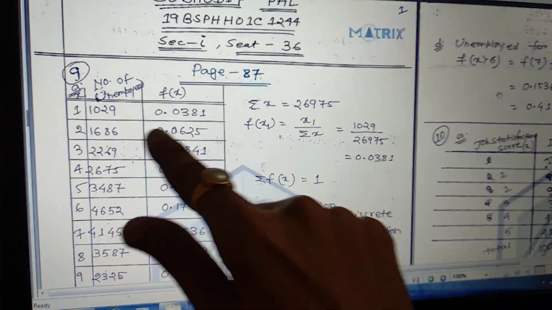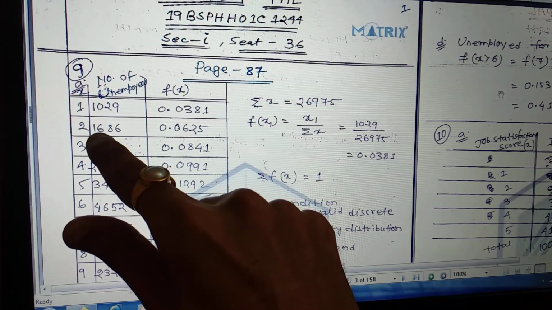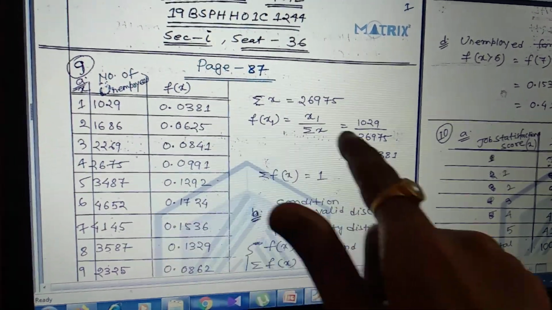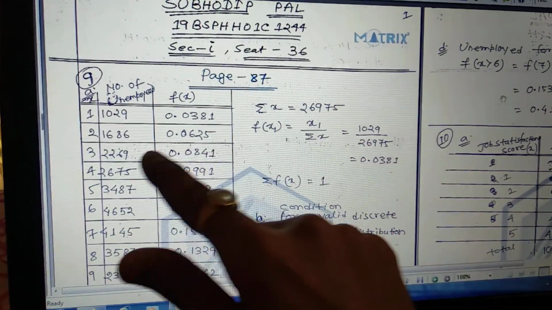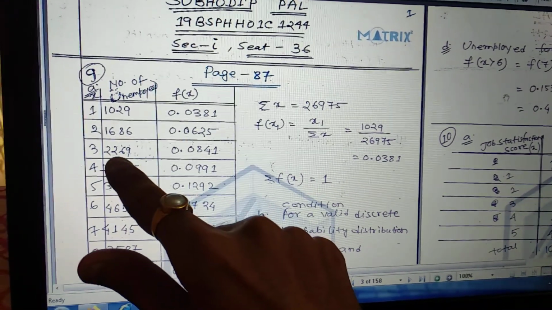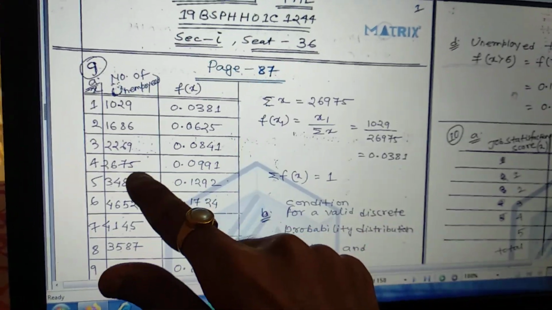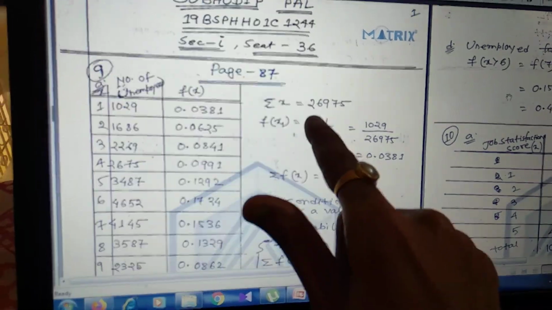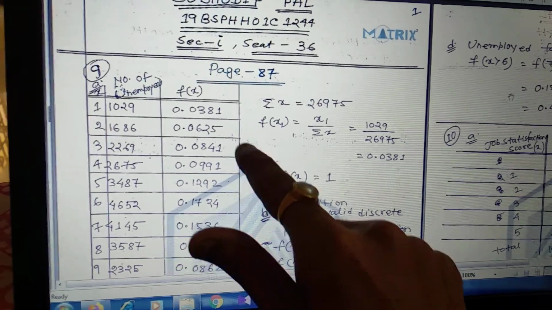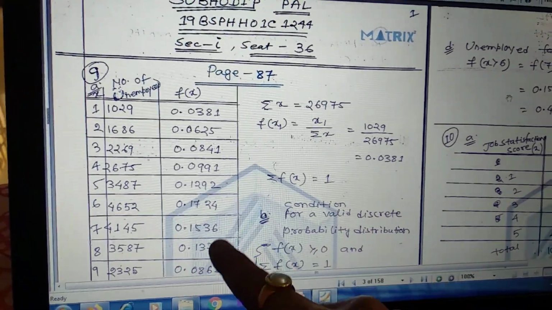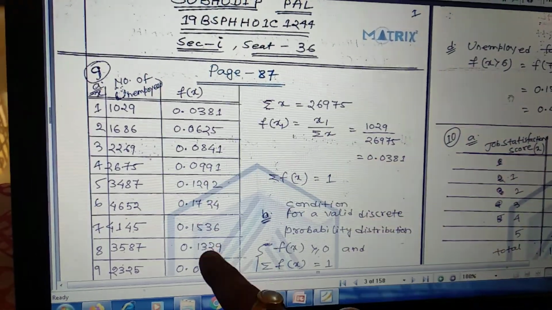Similarly, for x equal to 2, f(x) is 1686 divided by the total number, 26975. For 3, 2269 divided by 26975 gives this value. For 4, 2675 divided by 26975 gives 0.0991. Similarly, we will get all these values. So this will be f(x), the answer of the first part.